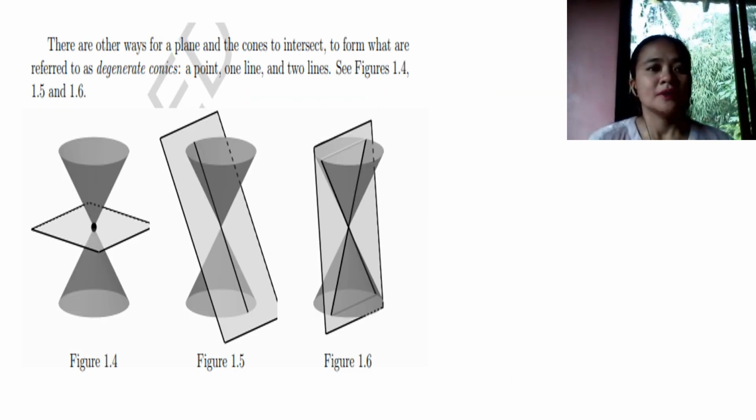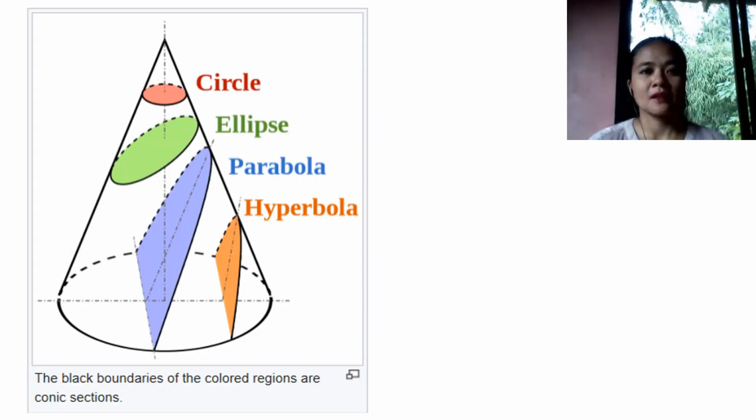Next, the other ways for a plane and a double cone to intersect form what we refer to as degenerate conics. A point, we have here in figure 1.4. A line, we have in figure 1.5. And for figure 1.6, we have two lines. These are examples of degenerate conics. As you can see in the figure, the black boundaries of the colored regions are conic sections: the circle, ellipse, parabola, and hyperbola.